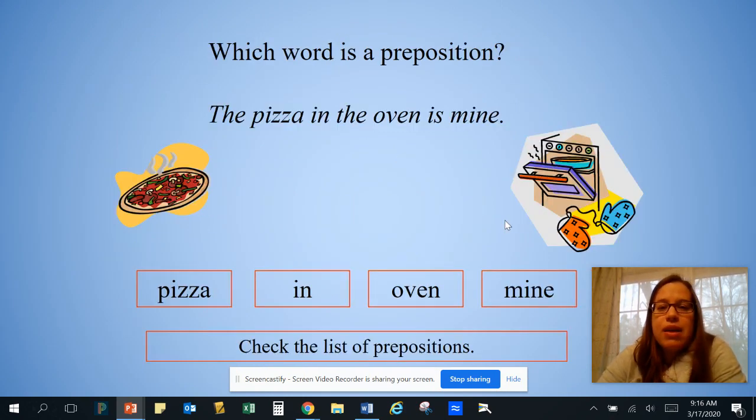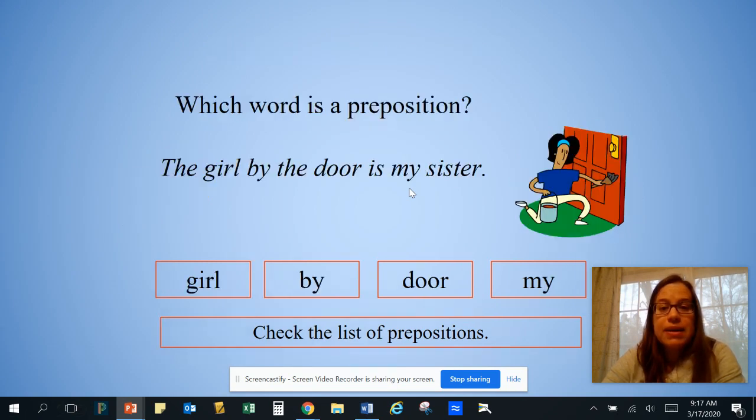So get some paper and pen, pause the video if you need to. We're going to do some practice, just like we did with direct objects. So get your paper, pen, pause it. I'm assuming you've paused and got your paper and pen already now. Okay, so the pizza in the oven is mine. Which word is the preposition? Write it down. Pause and write it down. The answer would be in.